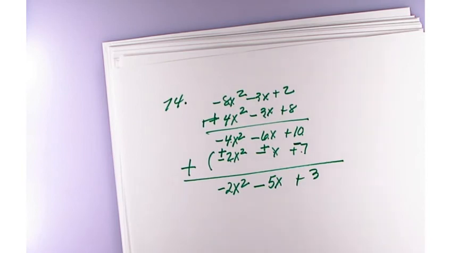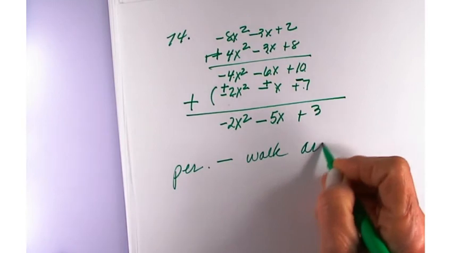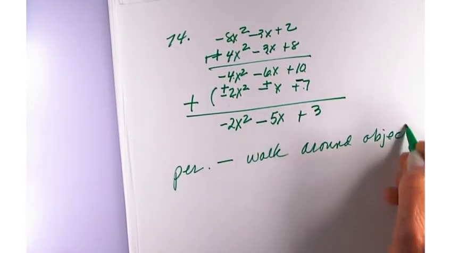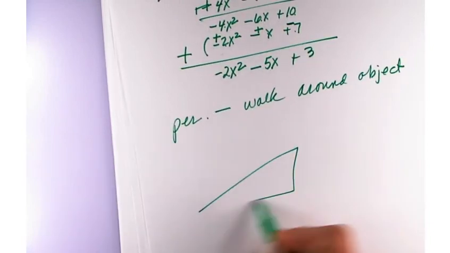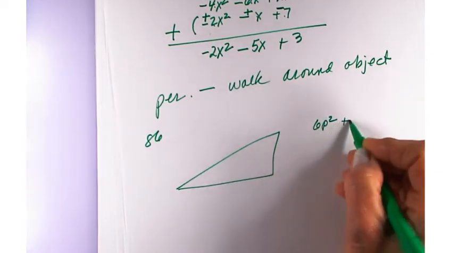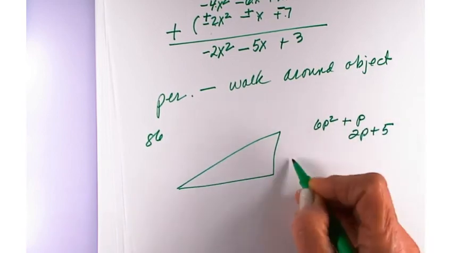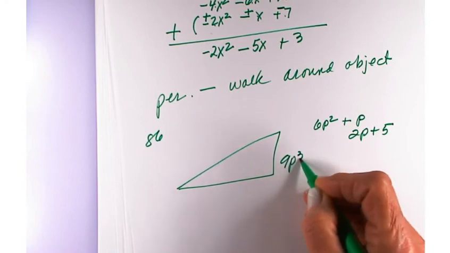Let's see if they ask us. It looks like for the geometric figures they ask us for perimeter. So perimeter tells us to add. Perimeter means to walk around the object. We discussed that already. And on number 86, we're going to have 6p squared plus p. We're going to have 2p plus 5. And then we're going to have 9p cubed plus 2p squared plus 1.